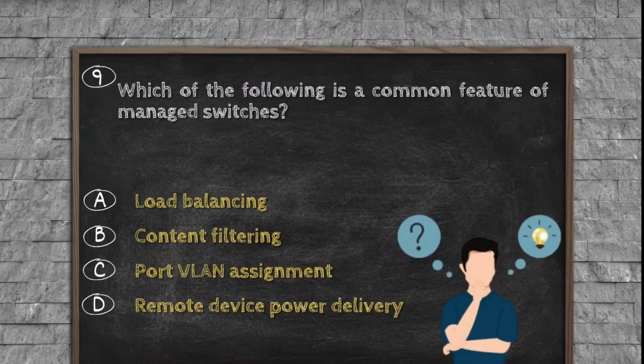Question number 9. Which of the following is a common feature of managed switches? Option A, load balancing. Option B, content filtering. Option C, port VLAN assignment. Option D, remote device power delivery.